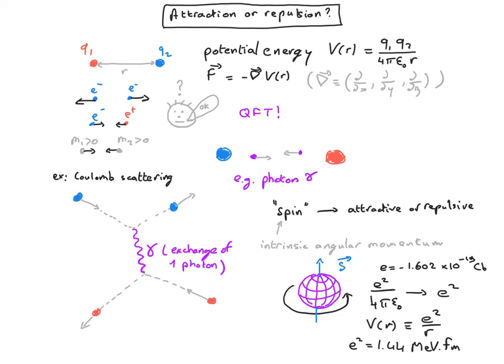We often use the fine structure constant, alpha, equal to e squared divided by h bar c, and equal to 1 over 137, which has no unit. In our unit system, the reduced Planck constant, h bar, is approximately equal to 197.3 MeV times femtometer divided by c.